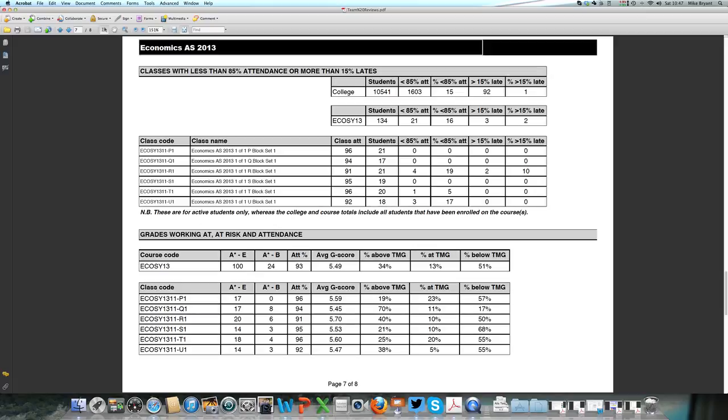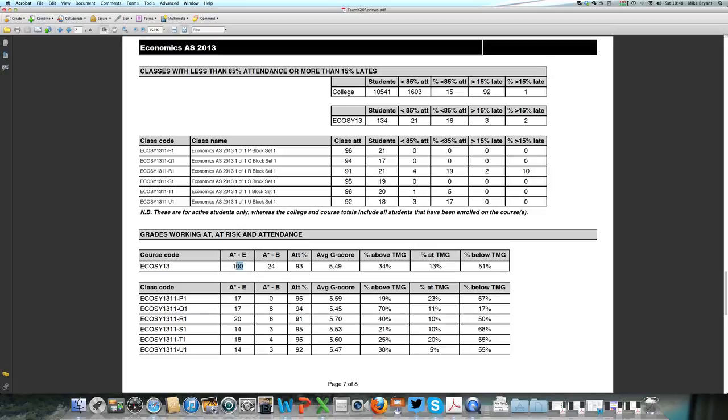In terms of the progress audit information, well, the progress audits are completed regularly through the year, and this data is based on the currently working at grade. You'll see first of all that you get an A star to E count for the course. This is for the whole course. And this tells you that based on the currently working at grades, 100 students of those 134 are working at an E standard or above.